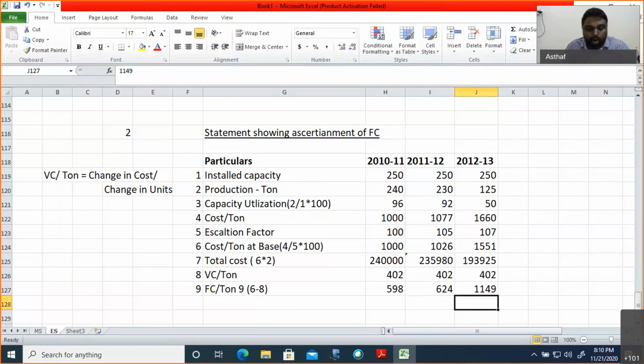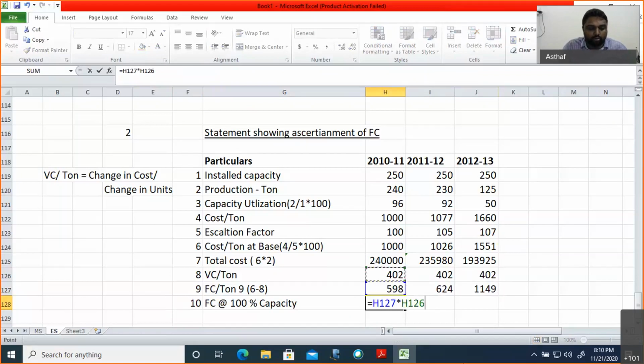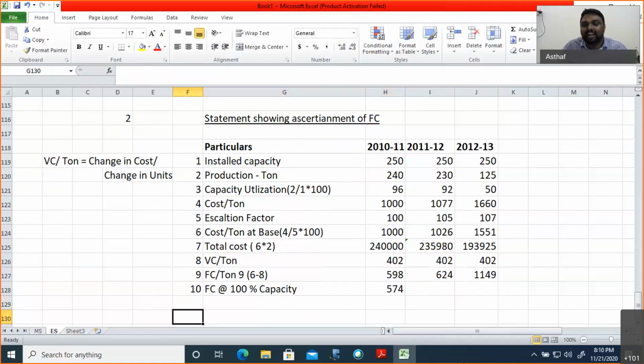Now the main point: this is the fixed cost at 100%. So what are we going to do now? What is the fixed cost at 100% capacity? If you go for 100% capacity, what is the fixed cost? 592 into 96 by 100, which will be 574. So now we are starting the main point. We are going to the main point.